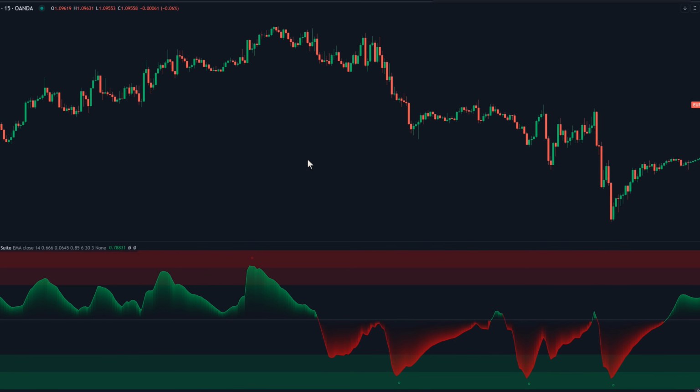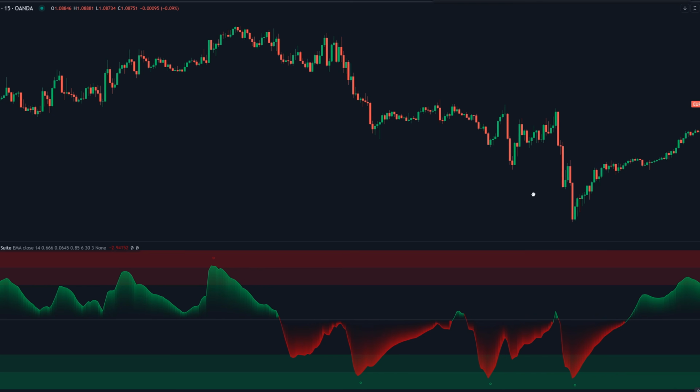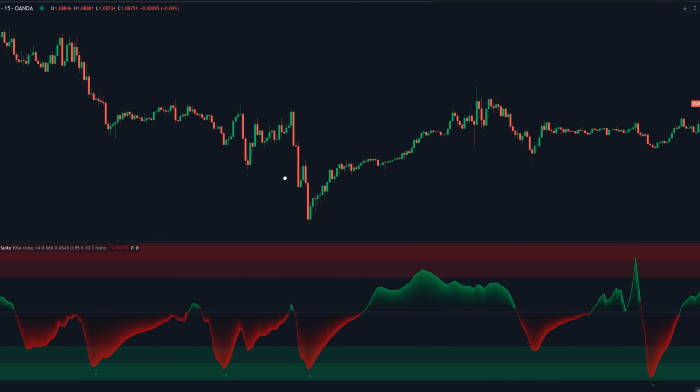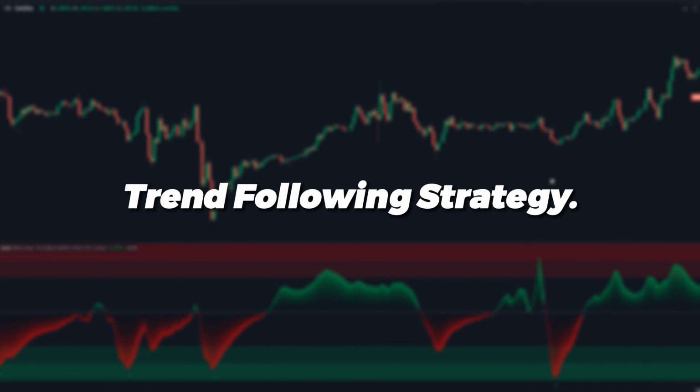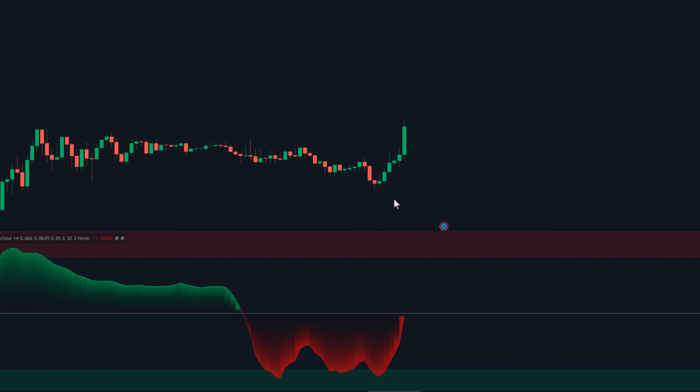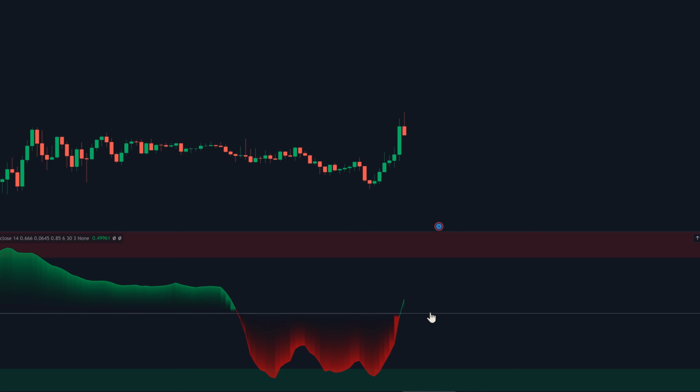Now, there are several ways that we can use this indicator to trade. The first method is using it as a trend following strategy. This basically means that you would be looking to enter a long position whenever the Z line goes above the zero line and changes its color to green, like it did right here.